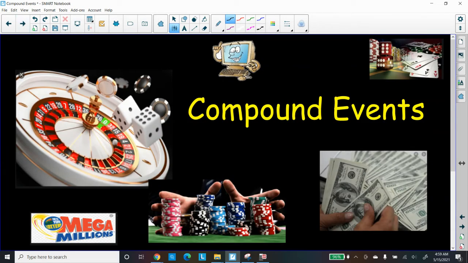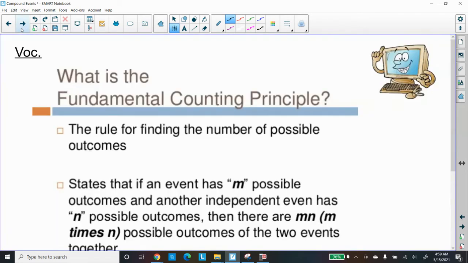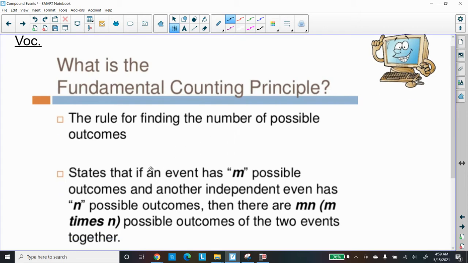So we're going to play some of these games here. We have spinners, dice cubes, and all of that stuff. So hopefully you'll win prizes in order to be successful in compound events. I need to review with you first the fundamental counting principle, and that's just the rule for finding the number of possible total outcomes. The rule basically states that if you have m possible outcomes and another independent event has n possible outcomes, then there are m times n possible outcomes of the two events together.